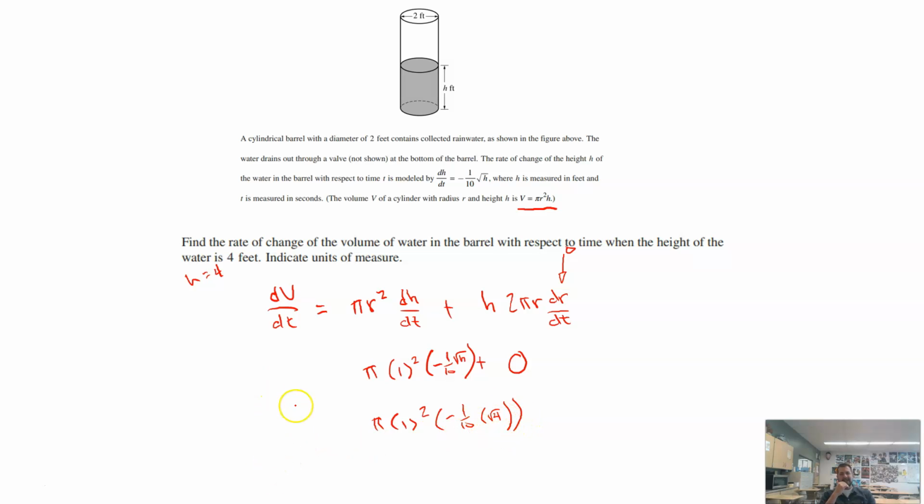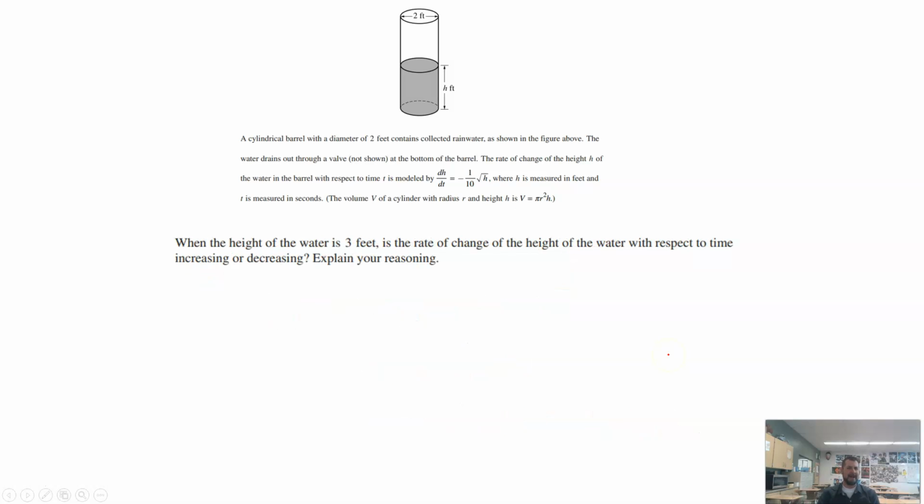That is technically our answer in this problem. If you simplified it down, which you don't need to, you'd get -pi/5, and it'd be cubic feet per second. You don't need to worry about the units too much; you can tell because it's the rate of change of volume. So that one's not that bad.